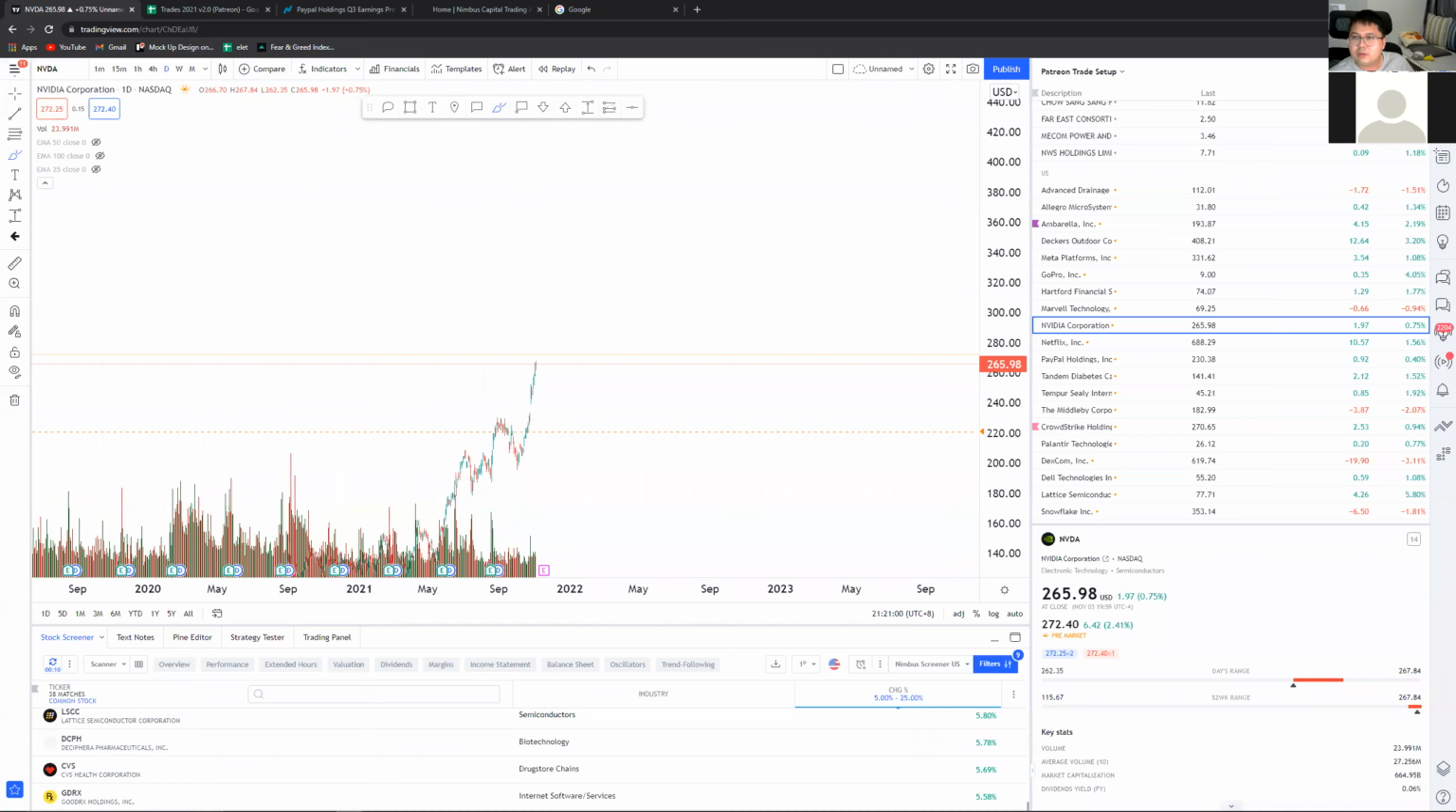Sorry, let me go back to Kathleen. Say two equally strong counters on the scanner, Nvidia and Netflix, but only got funds for one of them. Preferable to choose a cheaper stock?